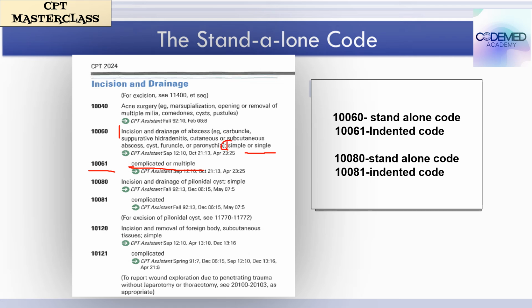The same way we will apply for 10080, which is a parent code or a standalone code. It talks about incision and drainage of the pilonidal cyst, simple, and I can see the semicolon. Okay, and if it is a 10081, it says complicated. So I'll be using the common language, incision and drainage of the pilonidal cyst, complicated, for the code 10081.